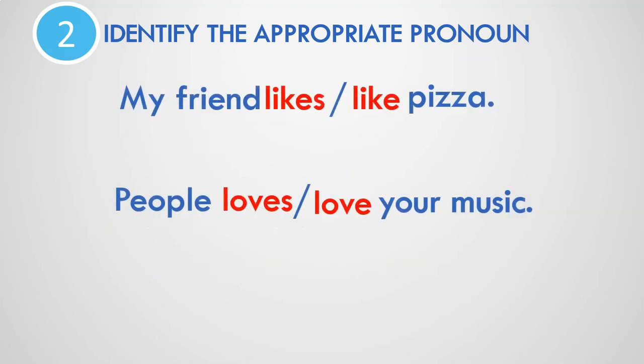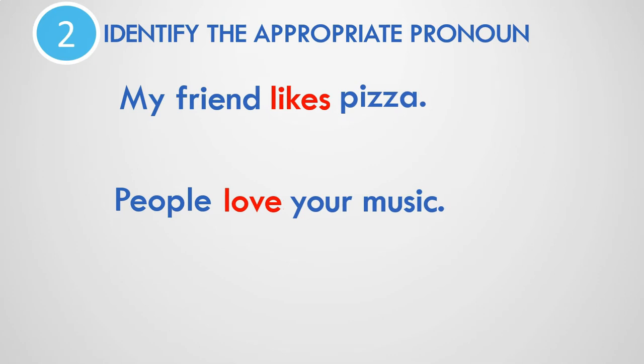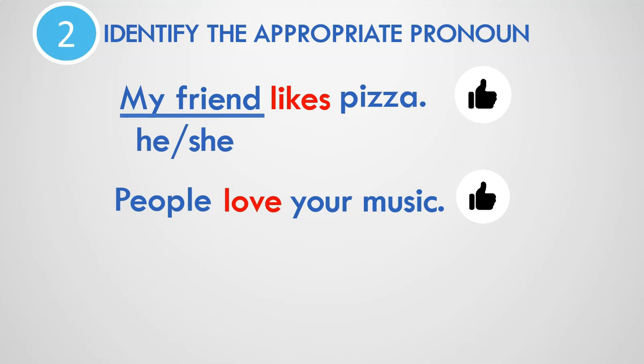Allow me to elaborate. Imagine the following scenario. You have to decide which is the appropriate conjugation. My friend likes or like pizza. People loves or love your music. If you chose likes and love, you were right. The pronoun for my friend is he or she, which is the third person, and the pronoun for people is they. So depending on this, you have to conjugate the verb with s or without s, which is something that you are going to learn in this lesson.